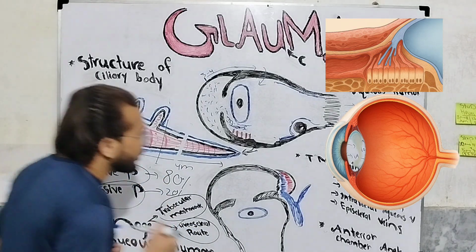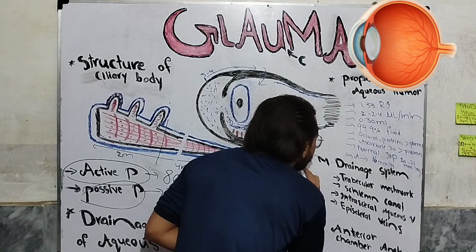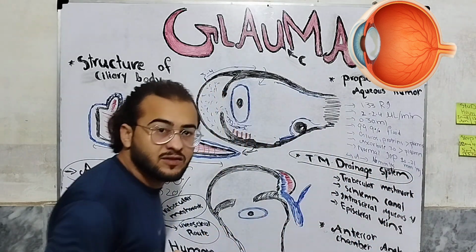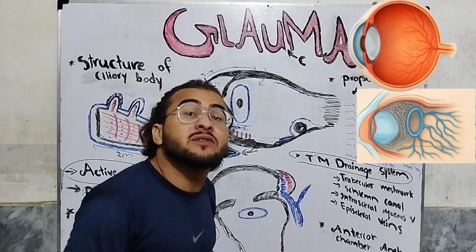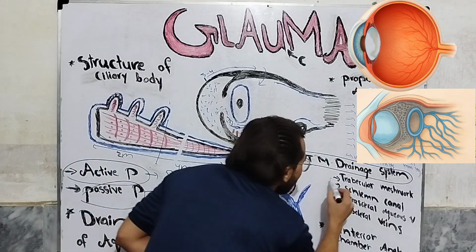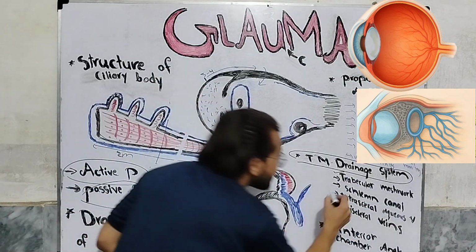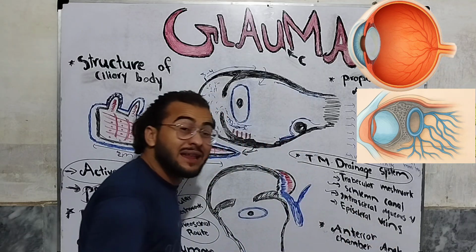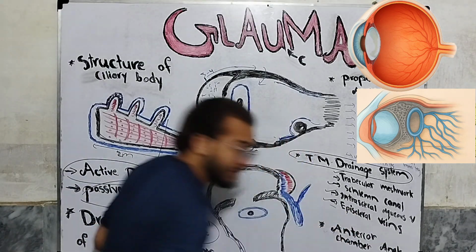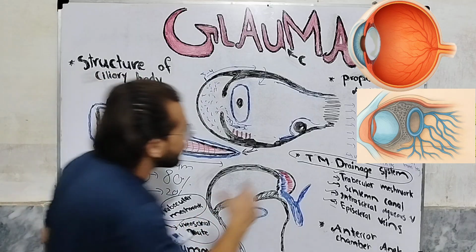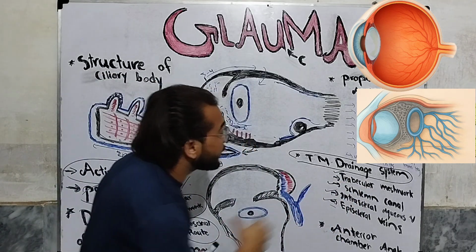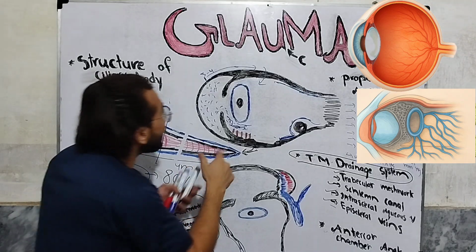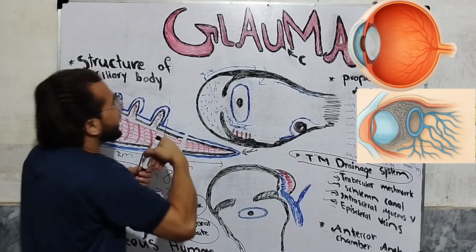So what is the trabecular meshwork route? We have the trabecular meshwork drainage system, which is the main drainage system. It is made up of several structures: the trabecular meshwork, Schlemm canal, intrascleral aqueous veins, and the episcleral veins. The first structure is the trabecular meshwork itself. What is trabecular meshwork?